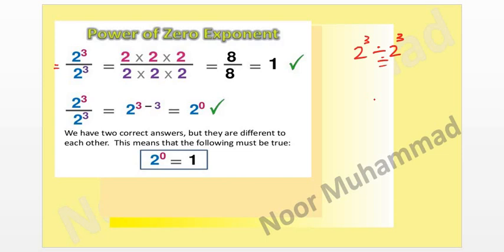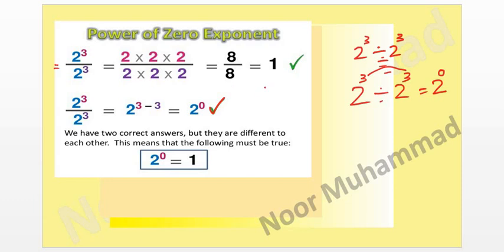But if I go with the rules, do you remember in my previous video I told you the rules when we want to divide two expressions with the same base? Look at this, I have to subtract the exponents. So it will be 2 to the power 3, the exponents will be subtracted, the base will remain the same, and the answer becomes 2 to the power 0, as I have done over here. So we have two correct answers.